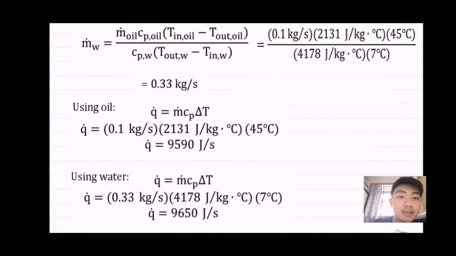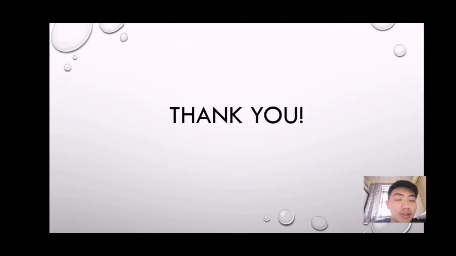Below that is the calculation of the rate of heat transfer. I think some of you are curious about why there is a difference between the rate of heat transfer of oil and water. It's because the mass flow rate of water used is a rounded digit. If we use the original one, we will get the same value as the oil, which is 9590 joules per second. So that's all for me. Thank you.